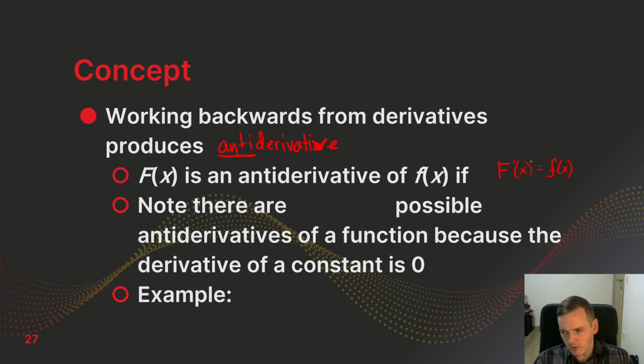So if you want to think about the derivative, we do the derivative to find the derivative function. The antiderivative function is whatever we started with. And what you should note is there's an infinite number of possible antiderivatives of a function because the derivative of a constant is 0.